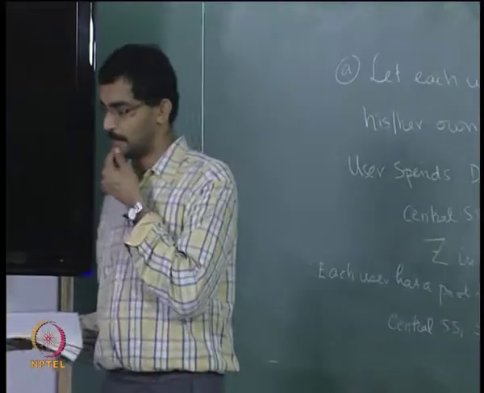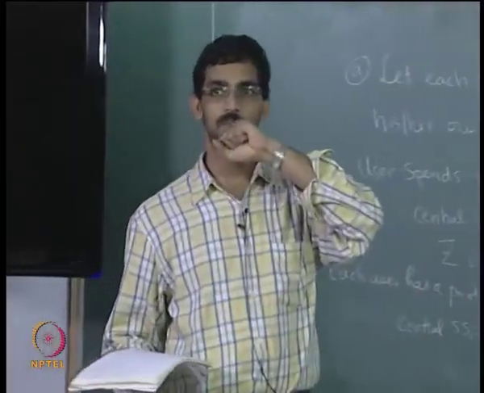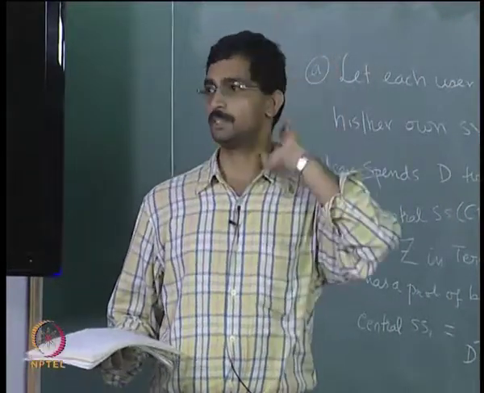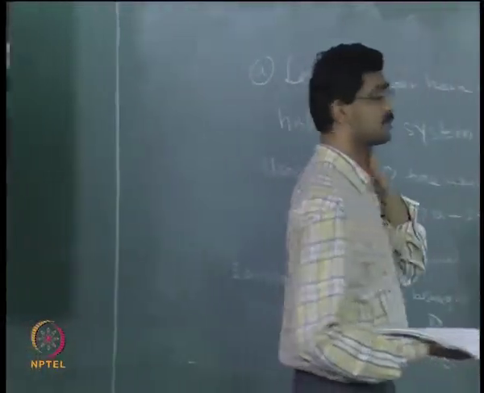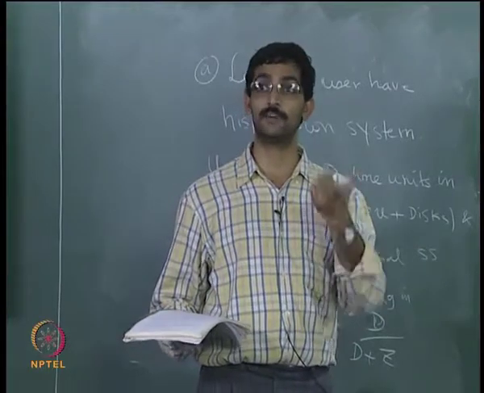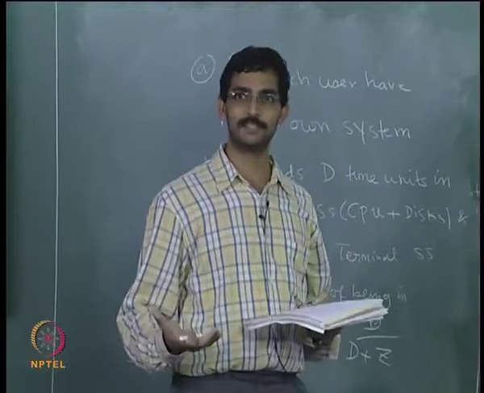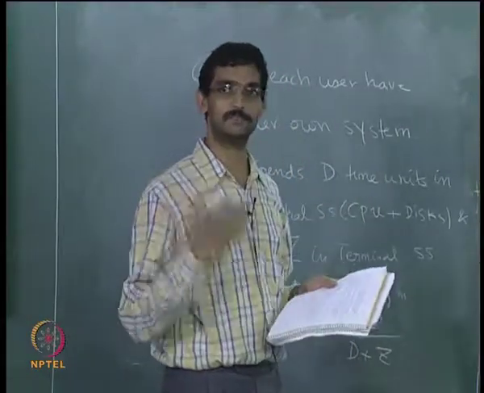So if you look at our original definition, we have a system with n users, out of which some of the users are in the central subsystem, others are in the terminal subsystem. The total number of users in the central subsystem is given by Q of n, the sum of all the device queues. So the total number of users queued for processing, either disk or CPU, is Q of n.